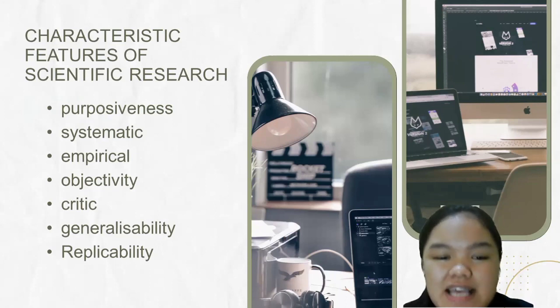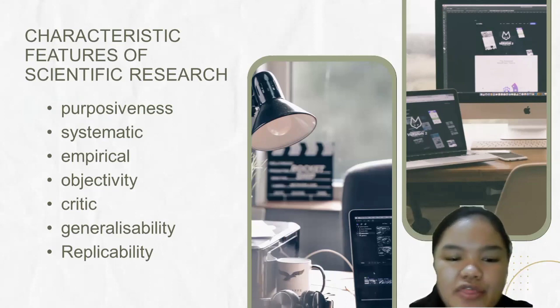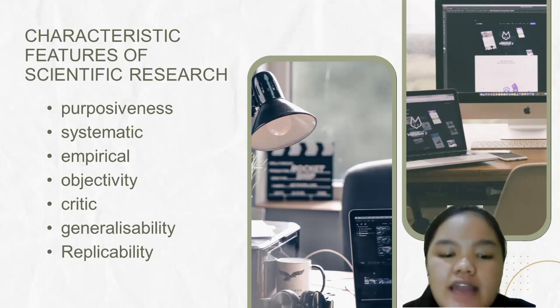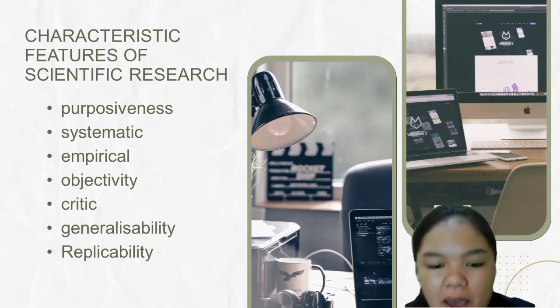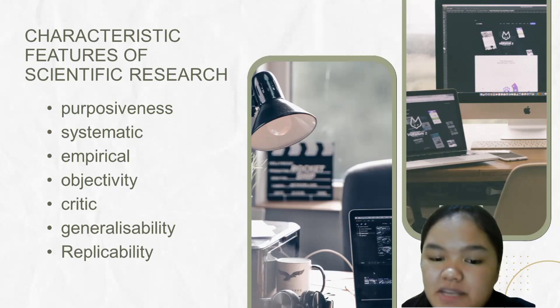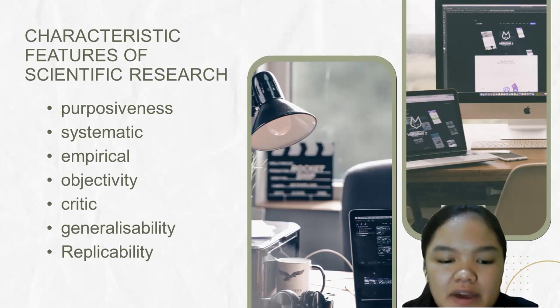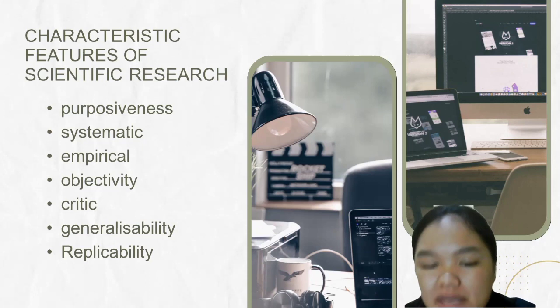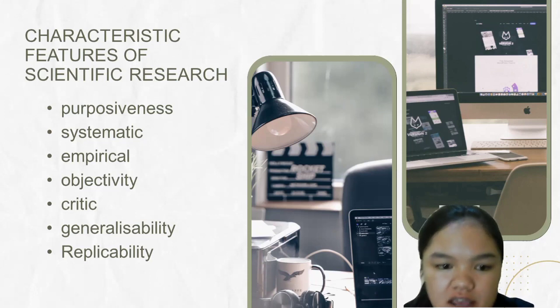The second one is systematic. Scientific research is based on a particular way so that researchers can have confidence in its results. The third one, empirical. Empirical means that subjective opinions or beliefs should be examined by objective realities or by conducting empirical studies and tests.